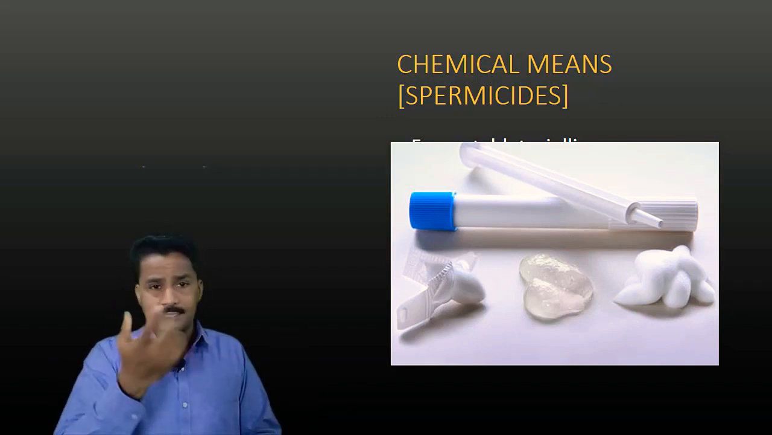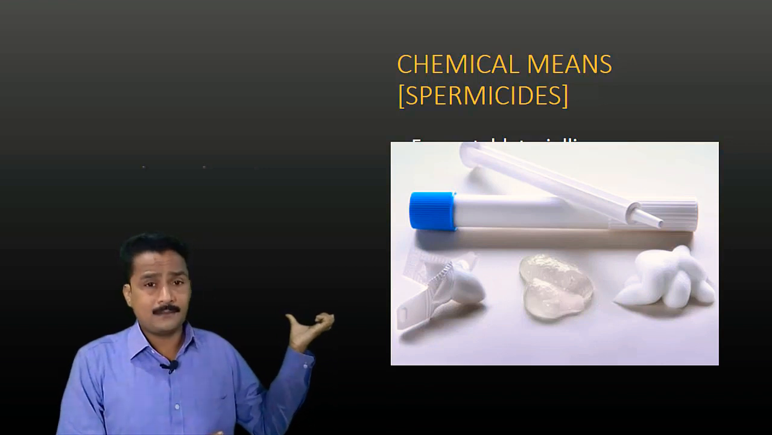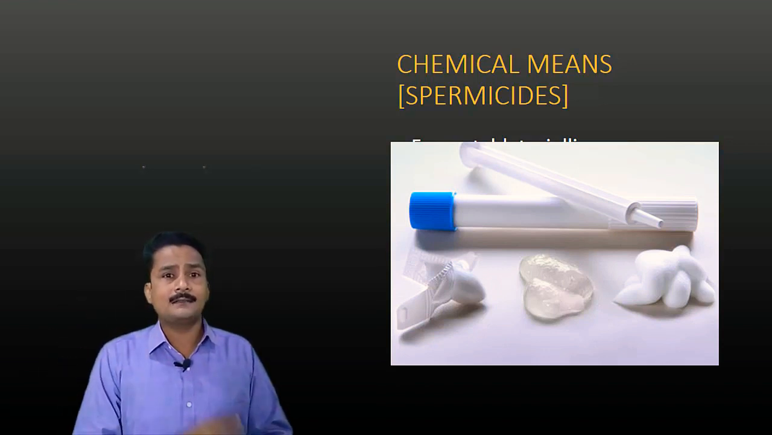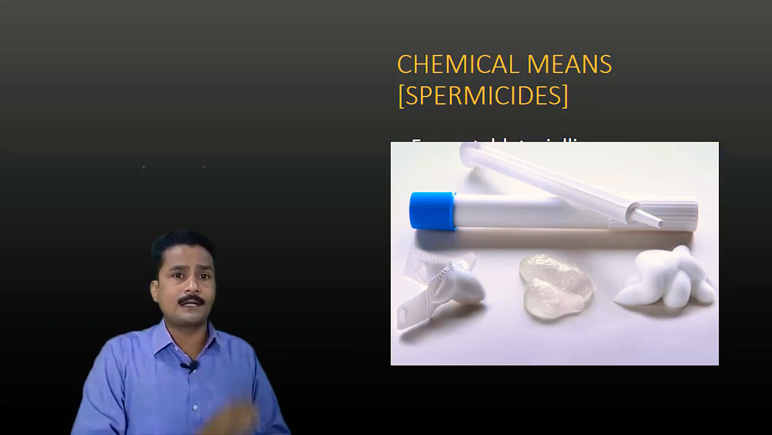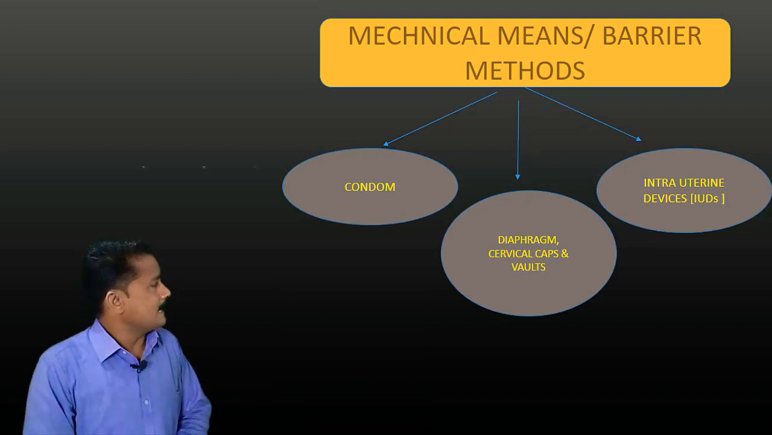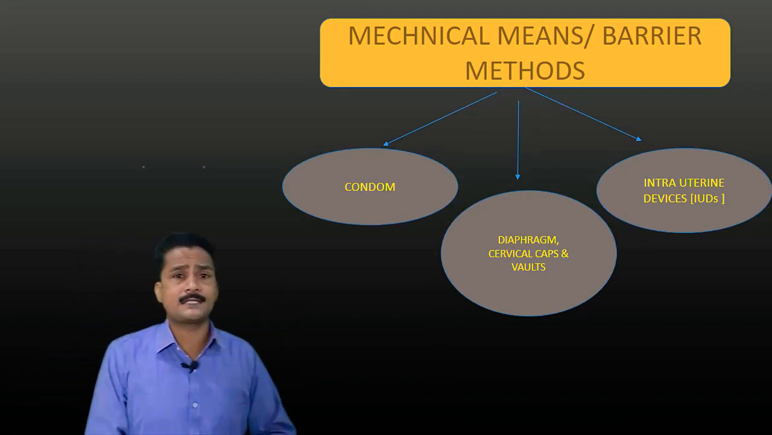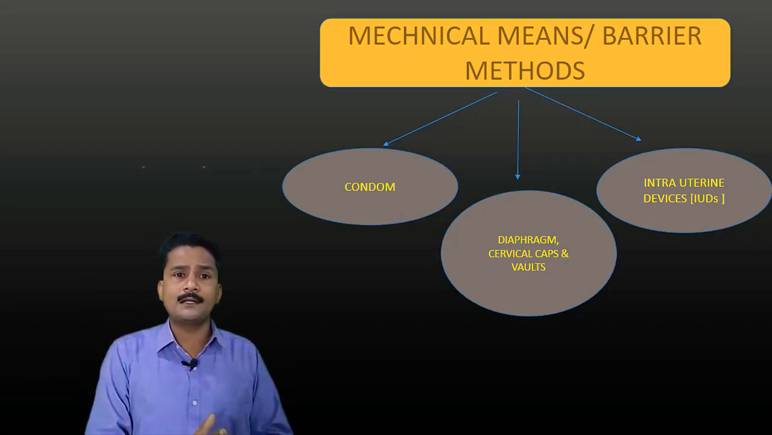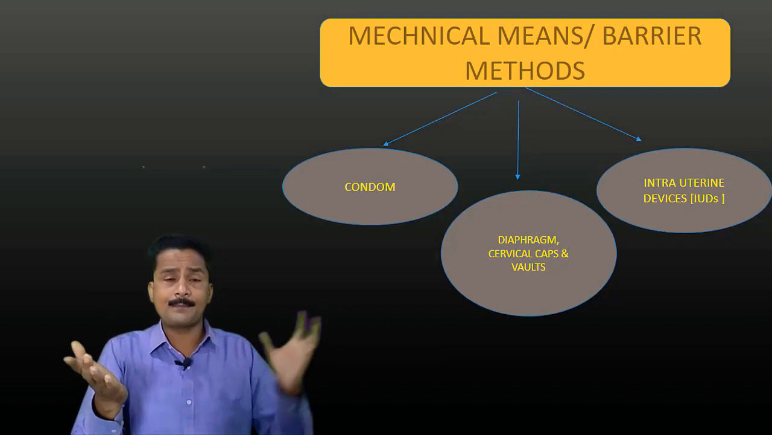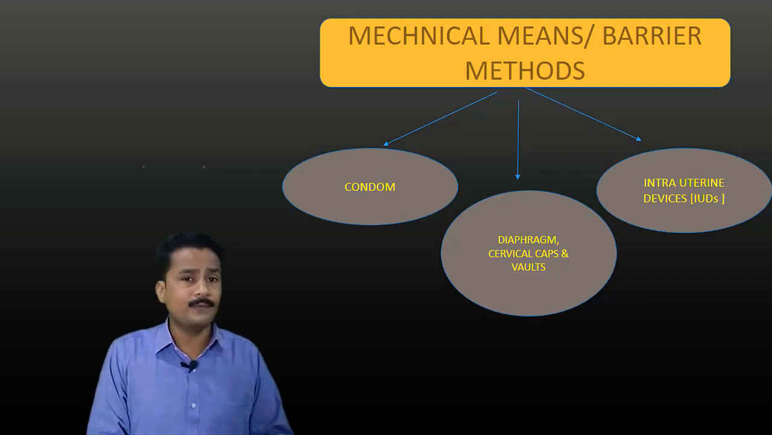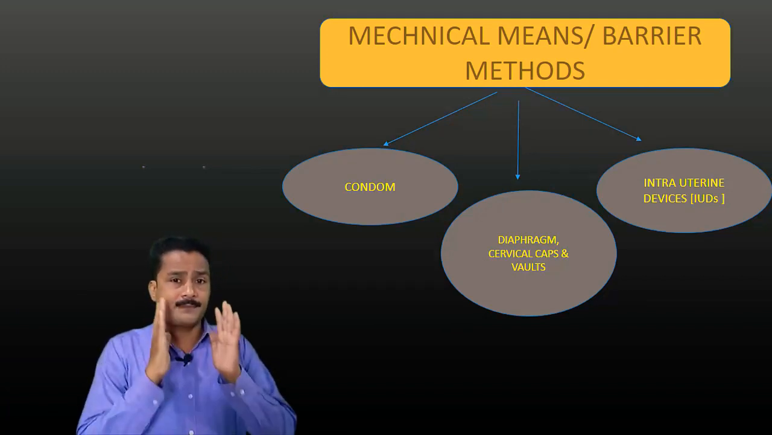But there are certain drawbacks, because spermicides are chemicals. Some females may develop an allergic reaction, and the chances of failure are also present in this type of method. The next method includes mechanical means, also called barrier methods. As the name indicates, these methods use certain barriers which prevent the fusion of the sperm and ovum with each other.